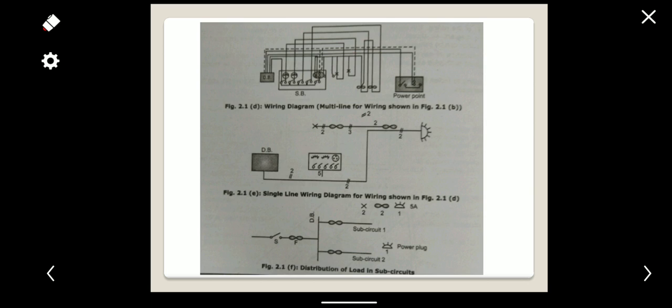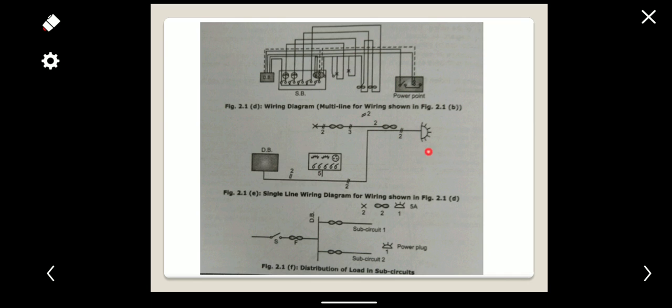Now the wiring diagram. So this is the wiring diagram. The wiring diagram for the sub-circuit board, distribution to sub-circuit board and distribution to power point. In the sub-circuit board, fan, lamp and sockets are connected, but the power point plug is made separately. That's why it is a separate power point.